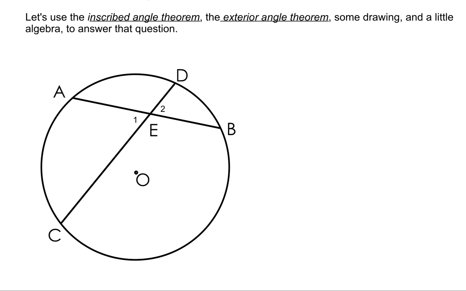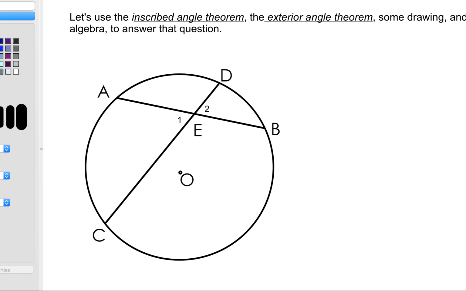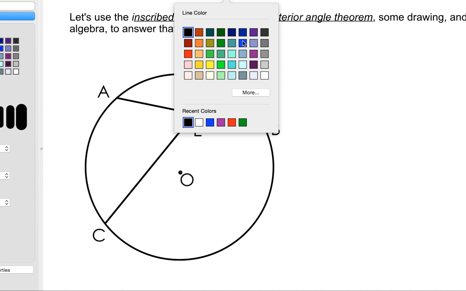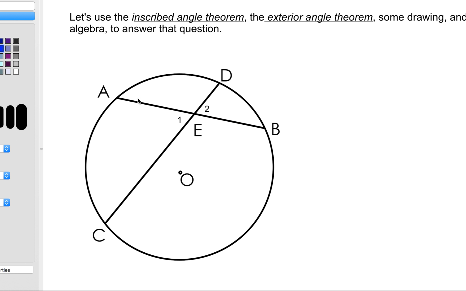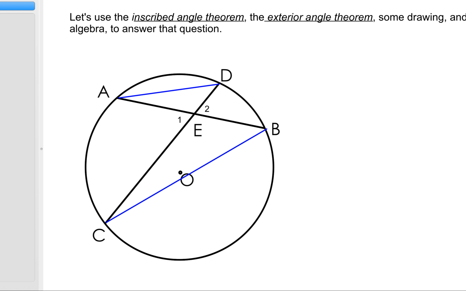First thing I'm going to do is draw two more chords. Just when you thought there were enough chords, I'm going to draw more chords. One chord is going to join A to D, and the other chord is going to join C to B. There we go. And maybe we'll make these dashed lines just to make it look different.